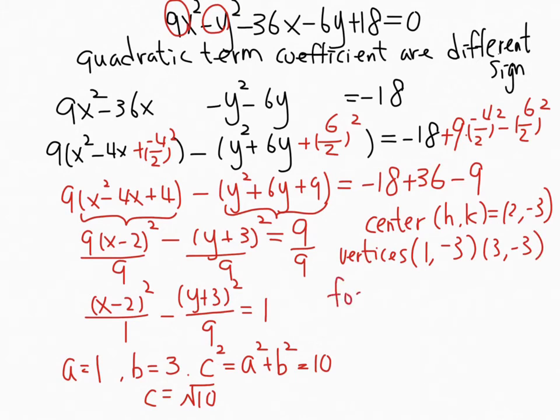The foci, again, it's horizontally oriented, so it's going to change the x coordinate only, keeping your y coordinate the same. So 2 plus root 10, comma, -3, 2 minus root 10, comma, -3. How about the asymptote? The asymptote, I'm going to explain it in the graphing part.